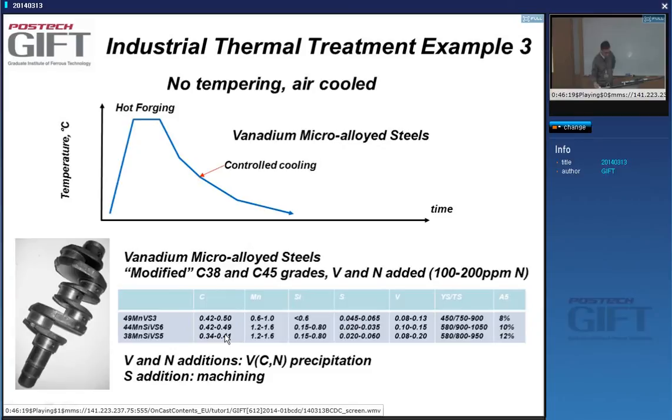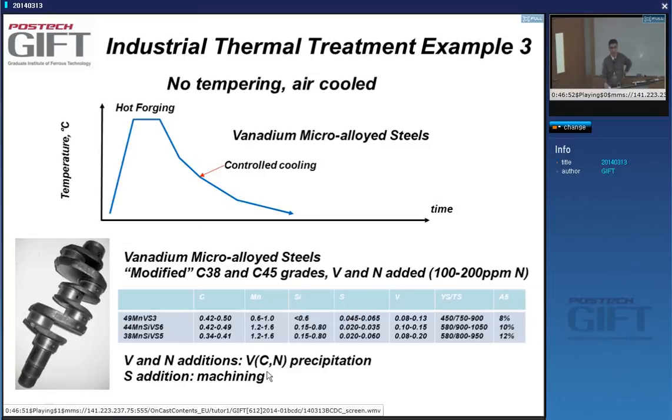You have carbon contents of 0.4, typical engineering steels, 1 to 1.5 percent manganese, some silicon, low sulfur, and here this is the important part, the vanadium additions. You can see that vanadium additions are typically in the range of 0.1 to, at high values, 0.2. So very low amounts.